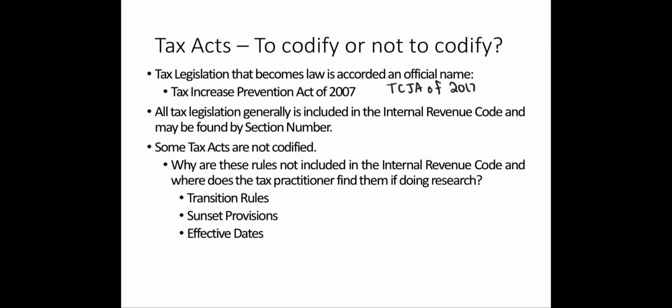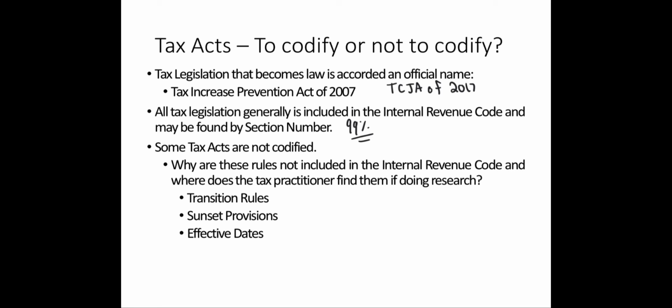Okay. All tax legislation generally is included in the Internal Revenue Code and may be found by a section number. That's, again, that 99% rule. So it'll be found under a section number. We'll talk about the section numbers because that's the lowest level. It has to fit under that section. Sorry, subsection is the lowest level, but section is the unit where you're starting to get towards the lowest level.